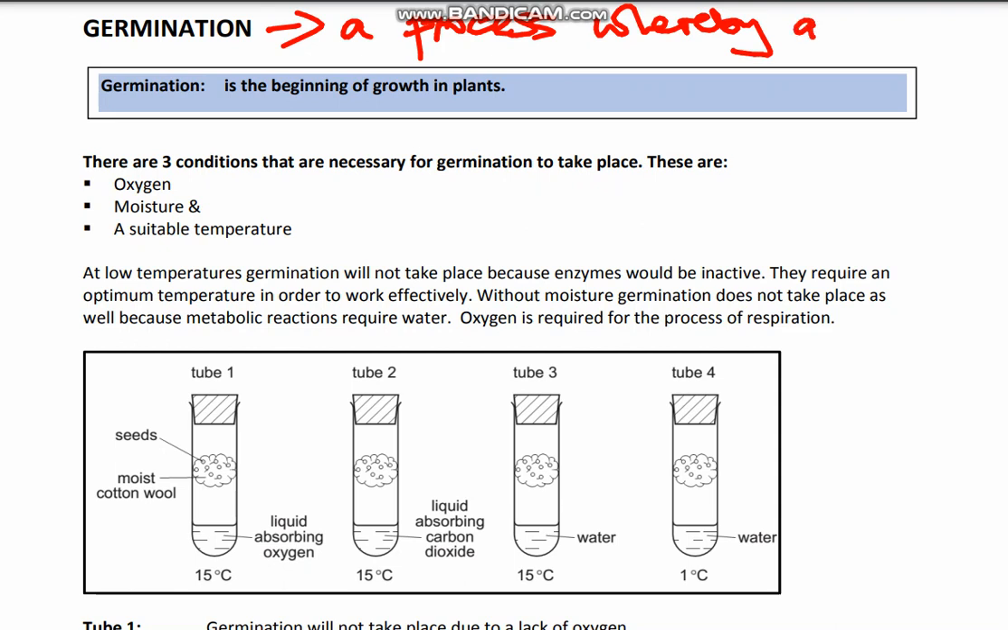Let me define it as a process whereby a seed develops into a plant. When a seed develops into a plant, that process is called germination.